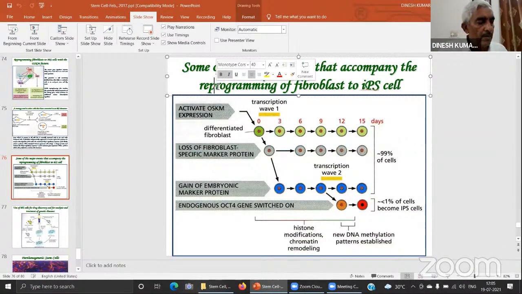Anyway, so this is the technology involved in the formation of stem cells, used for different purposes.